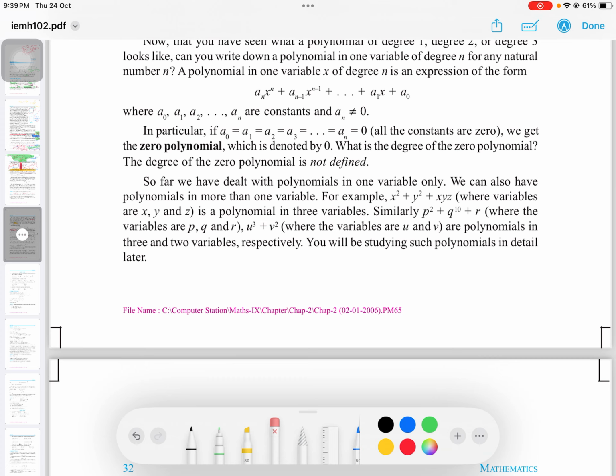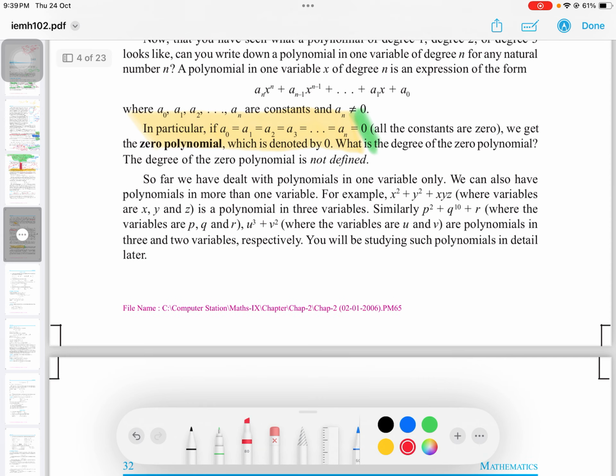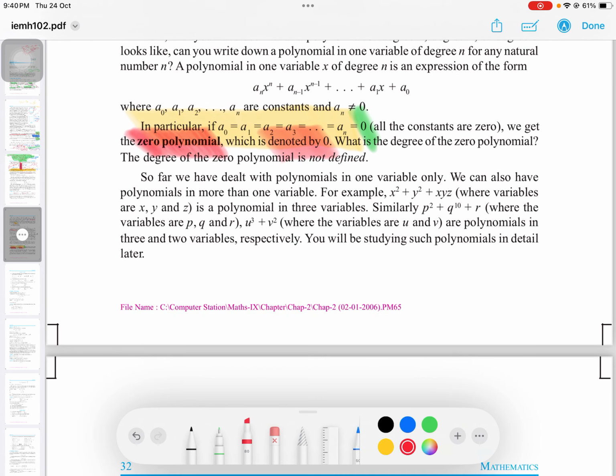So in particular, if a0, a1 and all of these equal 0, if all the terms equal 0, then obviously we get a zero polynomial, which is obviously denoted by 0. So the zero polynomial is what we just saw. Don't confuse it with the degree of a constant polynomial. What is a zero polynomial? This is the zero polynomial.